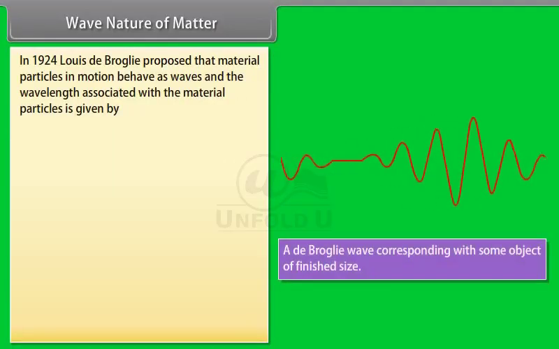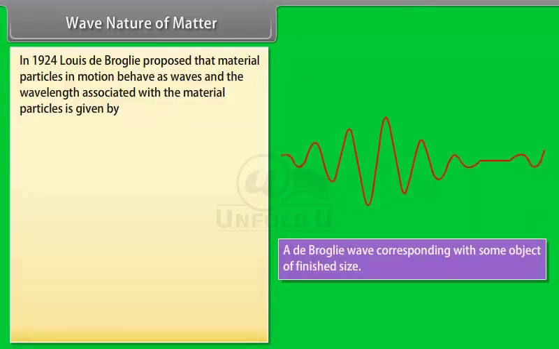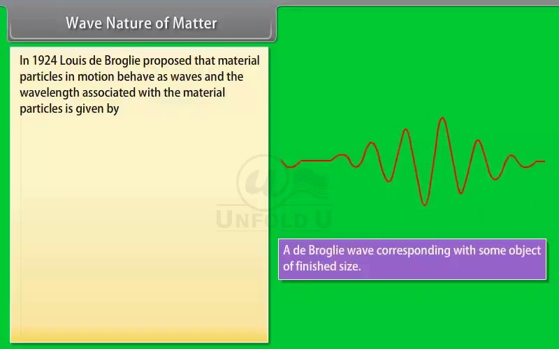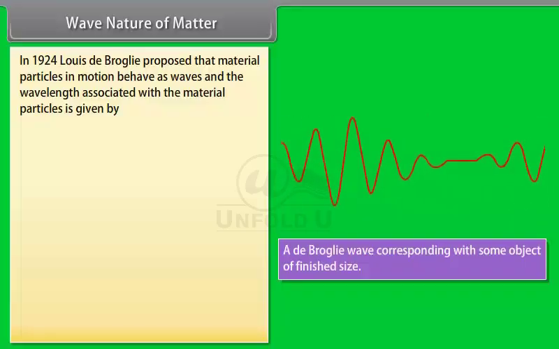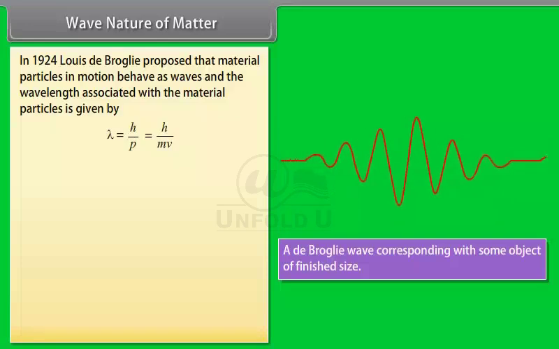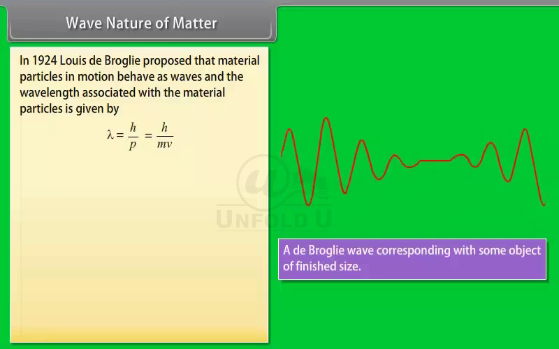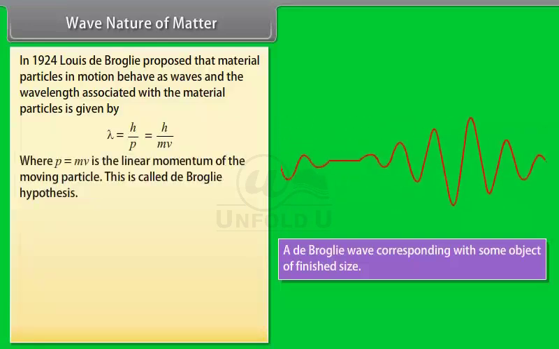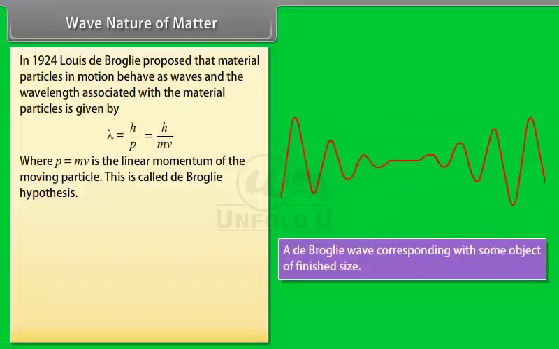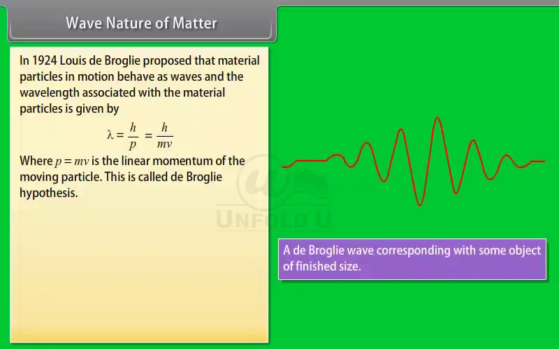In 1924, Louis de Broglie proposed that material particles in motion behave as waves, and the wavelength associated with the material particles is given by lambda is equal to h by p, which equals h by mv, where p is equal to mv is the linear momentum of the moving particle. This is called de Broglie hypothesis.